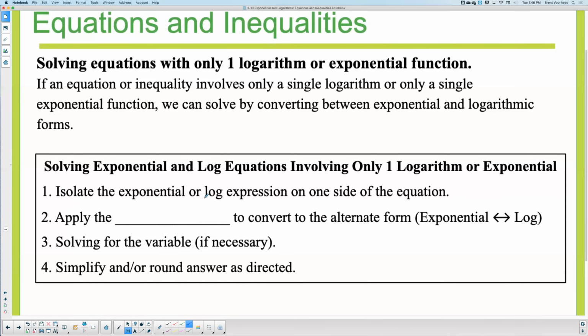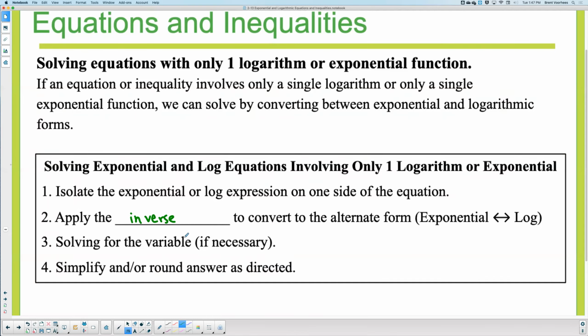So the first thing we're going to do is isolate whether it's an exponential or log that we're trying to solve. And then to solve the problem, and this is if there's only one logarithm or exponential, we will apply the inverse. Inverse is your blank. We're going to apply the inverse to convert it to the alternate form. From there, we will solve for the variable, and then we will simplify or round if we need to.